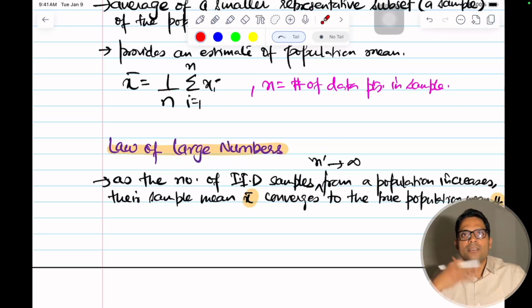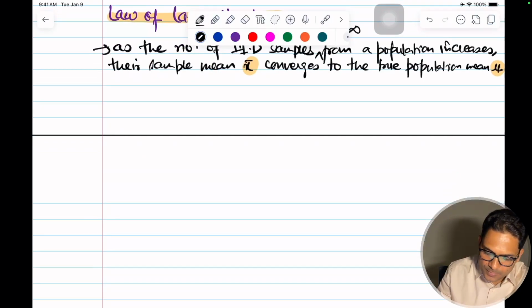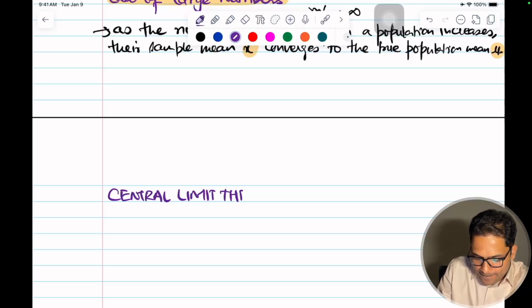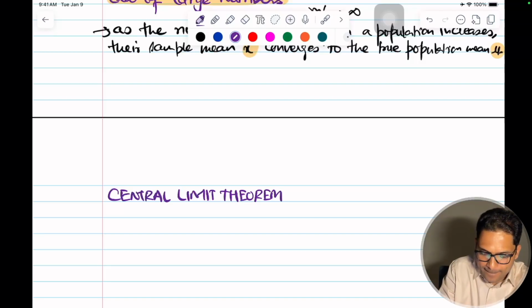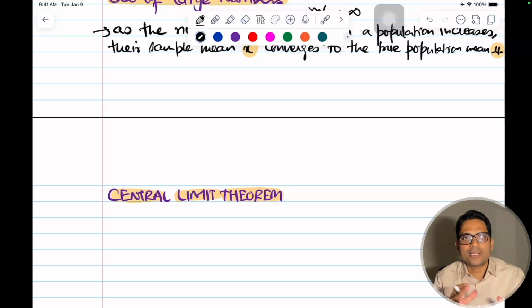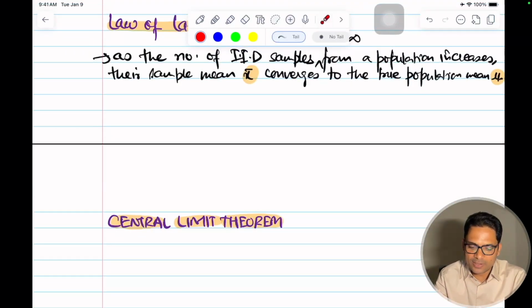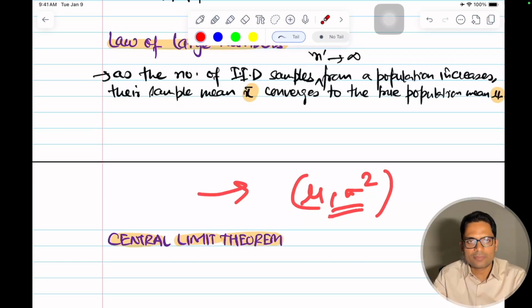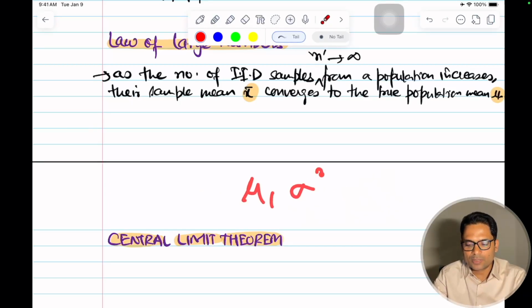And now on the basis of this, we define what the central limit theorem is. So let's understand the central limit theorem. Very important. Central limit theorem: for any sequence of IID random variables with finite mean and variance. So the mean mu and the variance sigma squared should be finite.